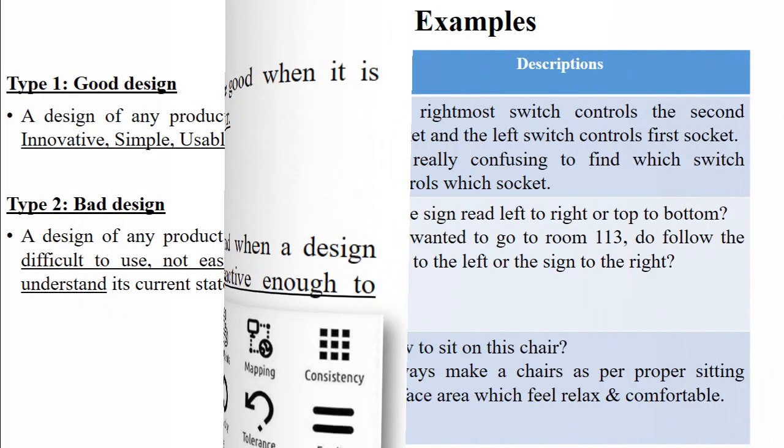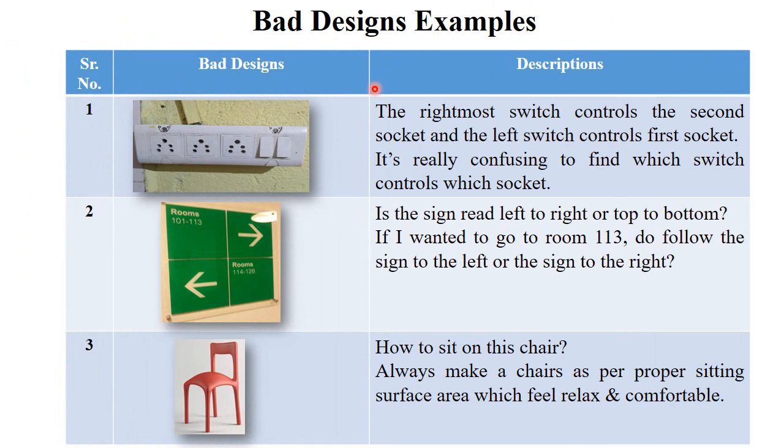Now next, these are some examples of bad design. See here, the first example. In this example, the rightmost switch control has the second socket, and the left switch control has the first socket. So it's very confusing to find which switch controls which socket. There are a total of two sockets and three switch controls, right? So it's very confusing. So this is called bad design.